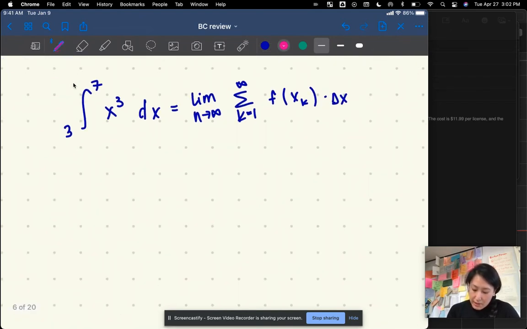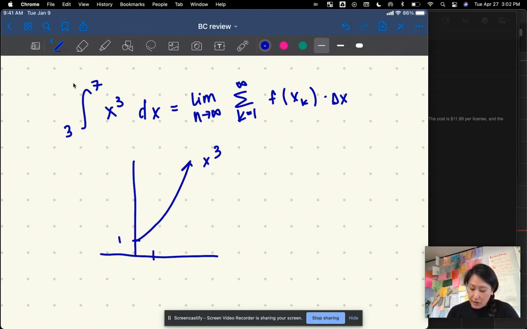All right, so I have the curve. This is a very rough sketch, but here's the curve of x cubed. And we're going to take the value, the area under the curve, from 3 to 7. So we want this area here. Okay, so we're going to split this up into rectangles.